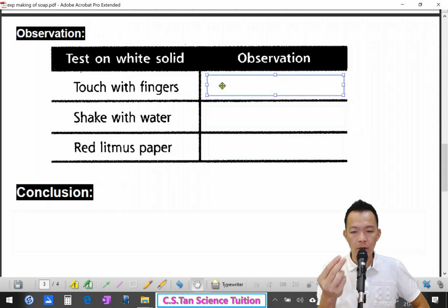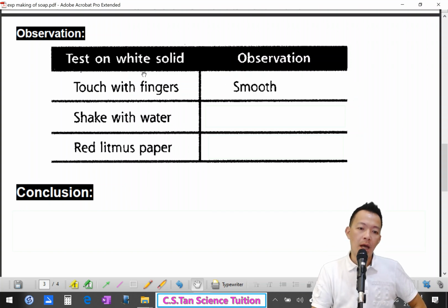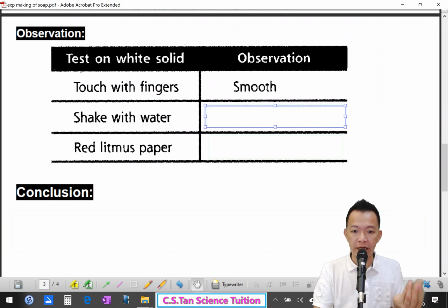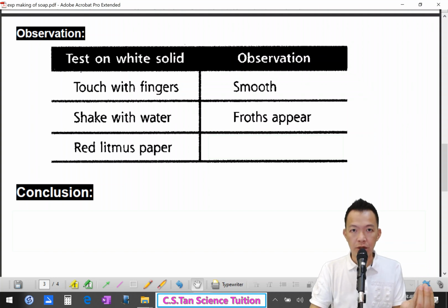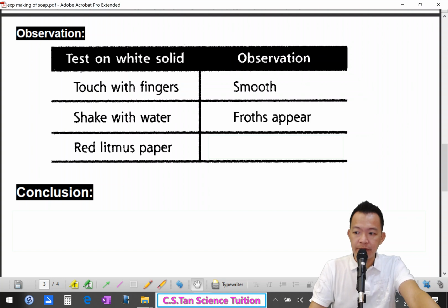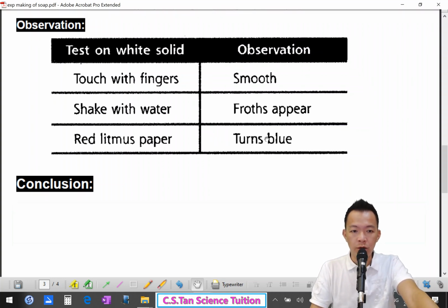What you feel? Very smooth. Okay, very smooth. Or shake with the water, you can see a lot of fogs. You will see a lot of bubbles come out. That is soap, fogs appear, a lot of bubbles come out. And now test with the red color litmus paper. Use the red litmus paper to test it. So what to do? It turn to blue color.